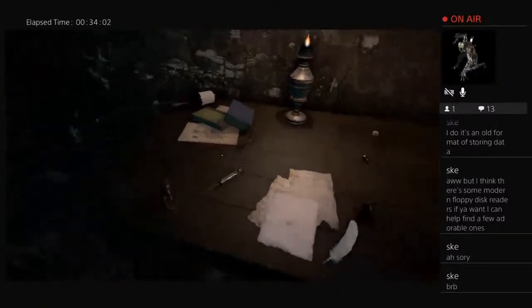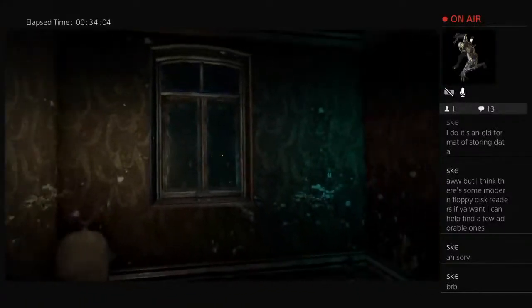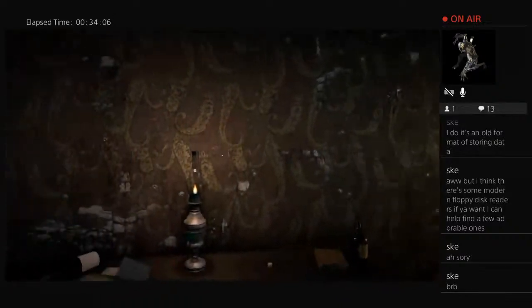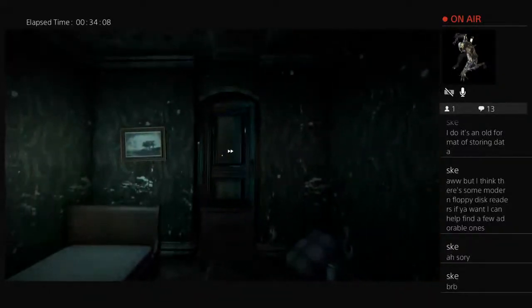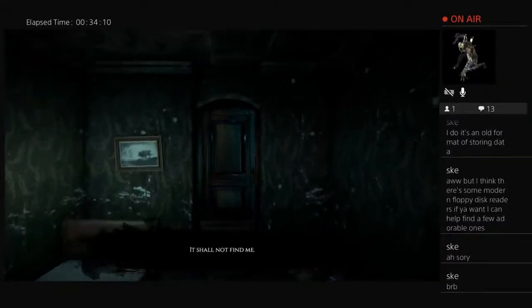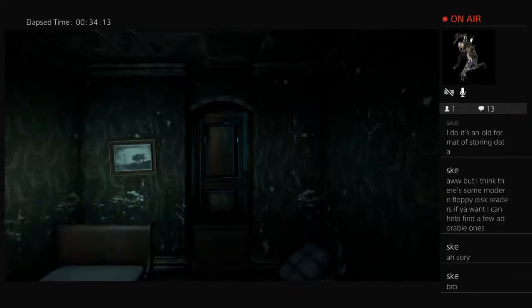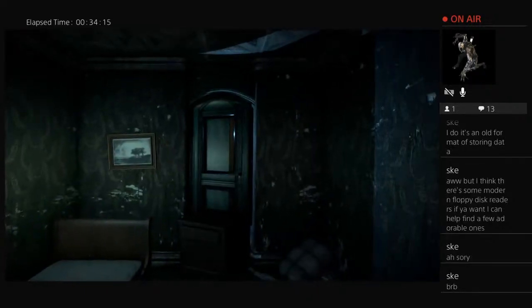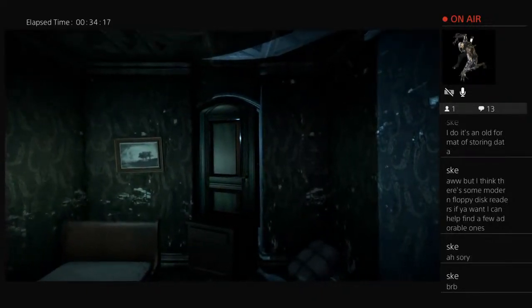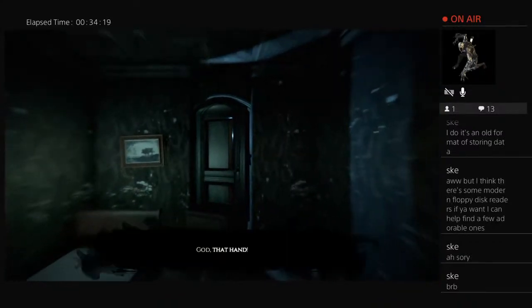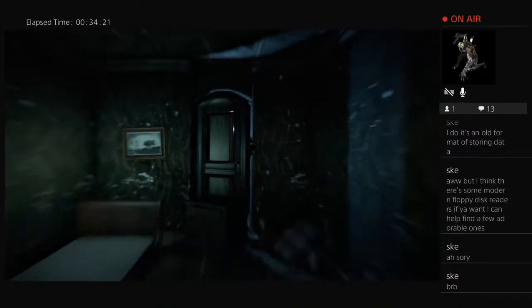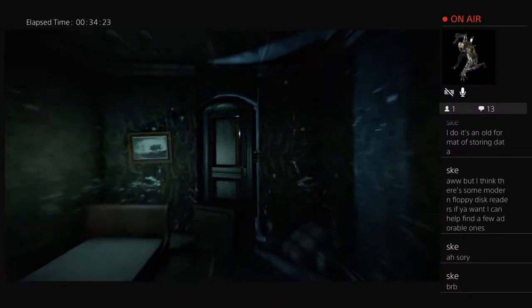Something's about to break in. Get out of there. Do I go for the window or do I go for the door? Go to the window, not closer to the door, you dummy. God, that hand!